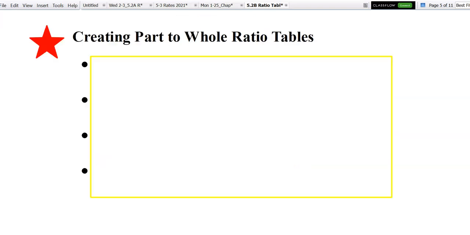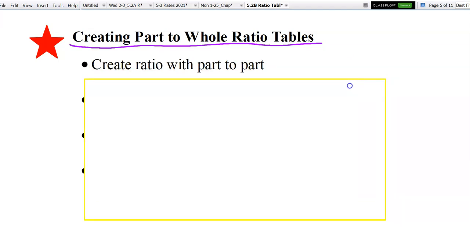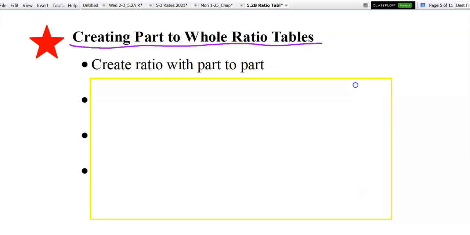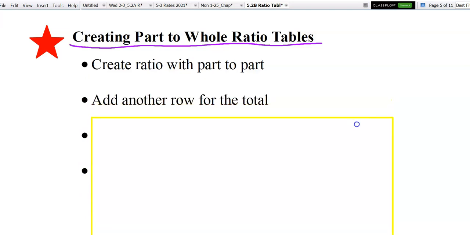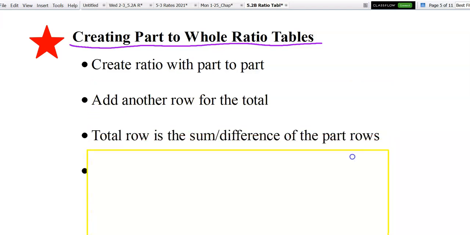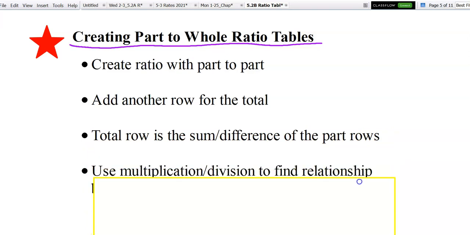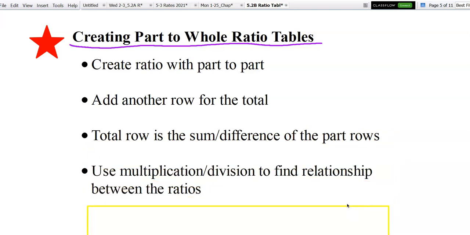All right. So now here are the notes that I want you to write down for today. So the title of this section is Creating Part to Whole Ratio Tables. So far you've created ratio tables that are part to part. Today we'll look at a few examples that are part to whole. And so you want to create a ratio with part to part. If you remember how to do that, it's just basically making the boxes and labeling them. And then you add another row for the total. So that's going to be at the bottom. Then the total row could be the sum or it could be the difference of the part rows. And then the last thing is that you're going to use multiplication and division to find the relationship between the ratios. That's what I want you to write down.